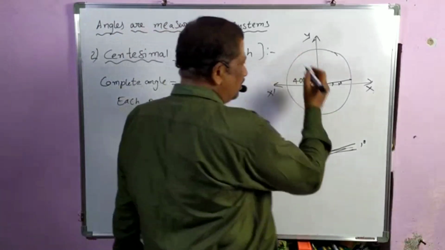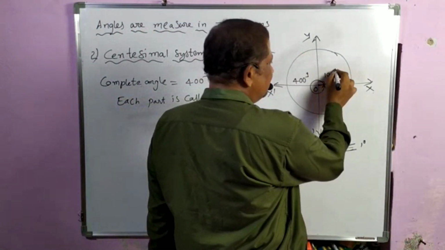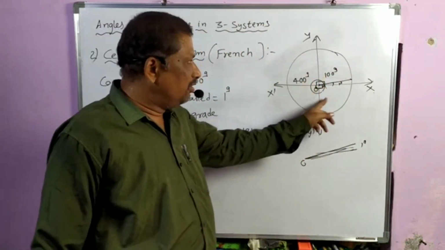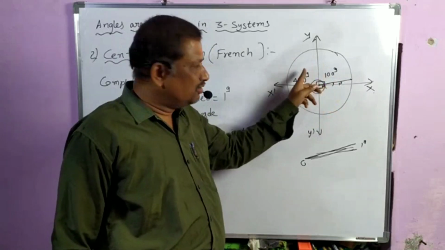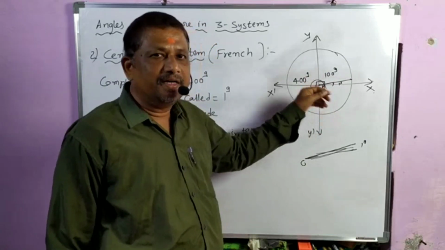So that means a right angle is 90 degrees, but here a right angle is 100 grades. So each right angle is 100 grades. In total, how many quadrants do we have? 4 quadrants. Each quadrant makes 100 grades. So the total is 100 plus 100 plus 100 plus 100, which means 400 grades.